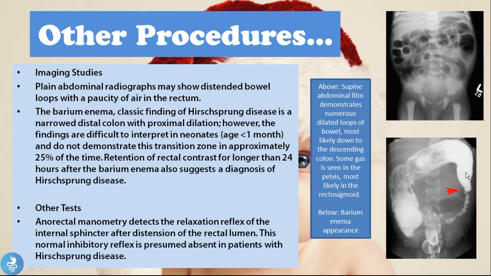As we can note here, we see this distended loop of bowel. So we have that toxic megacolon developing, and we can see here this constricting tapering end, which was classic for the rectosigmoid area, which is the most commonly affected. And another test we could use is the anorectal manometry, which detects the relaxation reflex of the internal sphincter after distension of the rectal lumen. This normal inhibitory reflex is presumed absent in patients with Hirschsprung's disease.